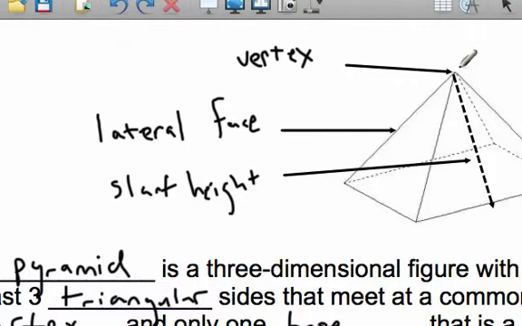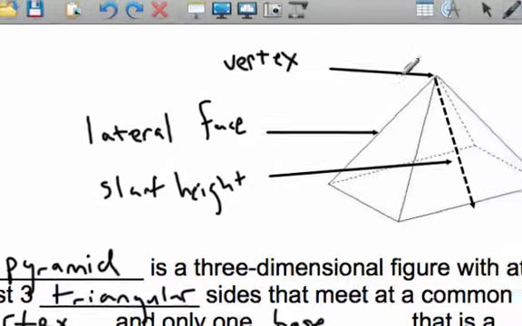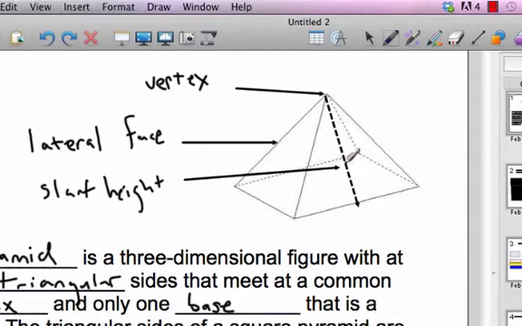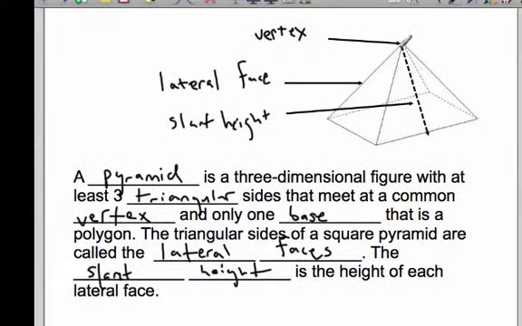So to recap here, the vertex, that's a review. That's a point where three edges are meeting here, in this case four edges. A lateral face, you can see it's kind of the side of where two triangles are meeting. And then the slant height is just measuring the height from the vertex to that base that we talked about. The base in this case is a square, since we're saying this is a square pyramid.